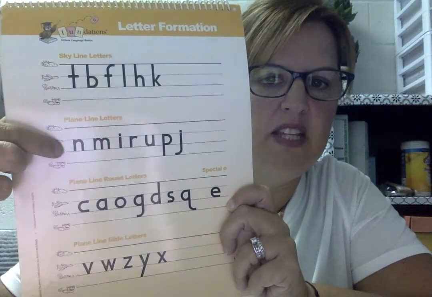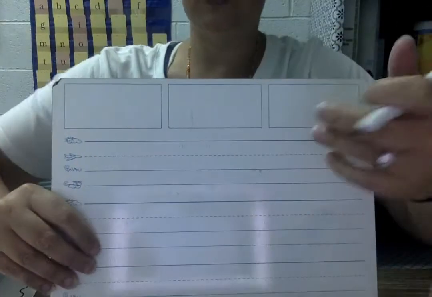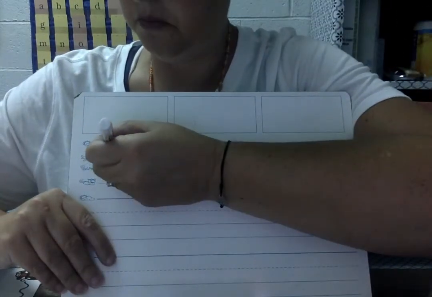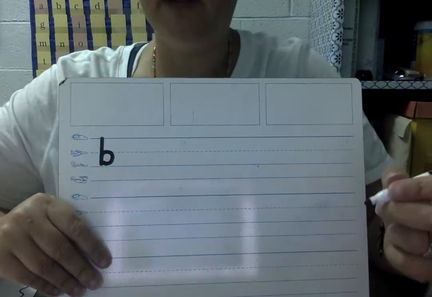Okay, I want to show you real quickly that this letter formation chart shows you our skyline letters, our plain line letters, and our rounded letters. So I'm going to break them into those categories. Let's do all of our skyline letters first. So we have our B, skyline down to the grass line, trace back around. There's our B.